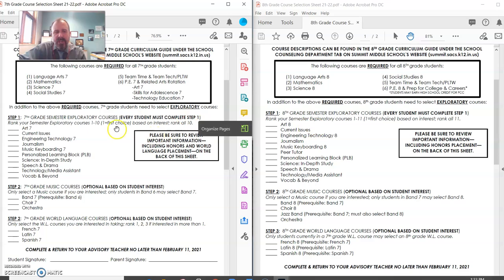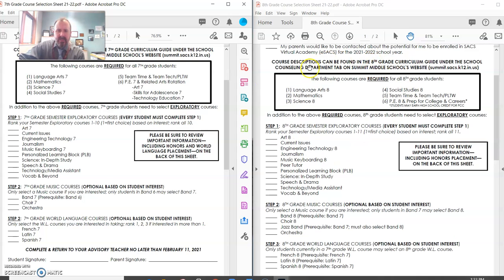And by the way, if you want to know more about these courses, maybe you're saying, oh, St. John, I'm not sure I can rank order them just based on the names of the courses. I really don't know what they're all about. If you go on our website, and this is some instructions here at the top of the form, course descriptions, so a couple paragraphs about each of these courses can be found in the 7th or 8th grade curriculum guide, which is a document on the school website, okay?